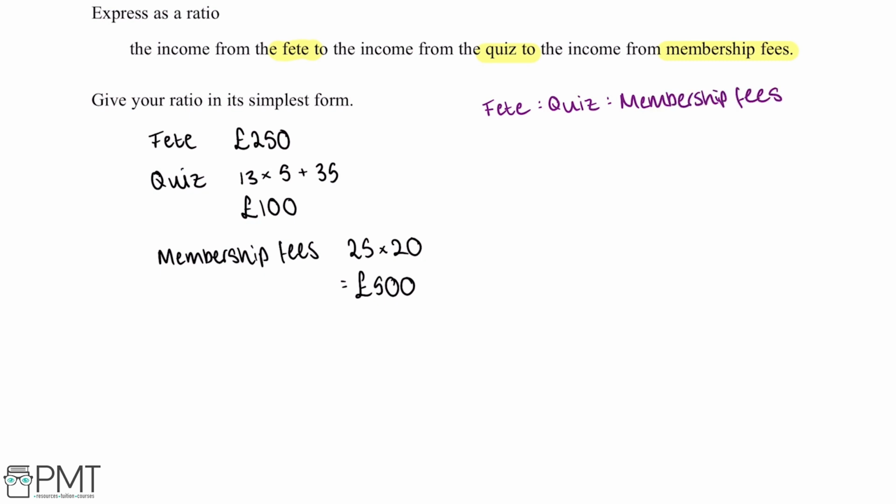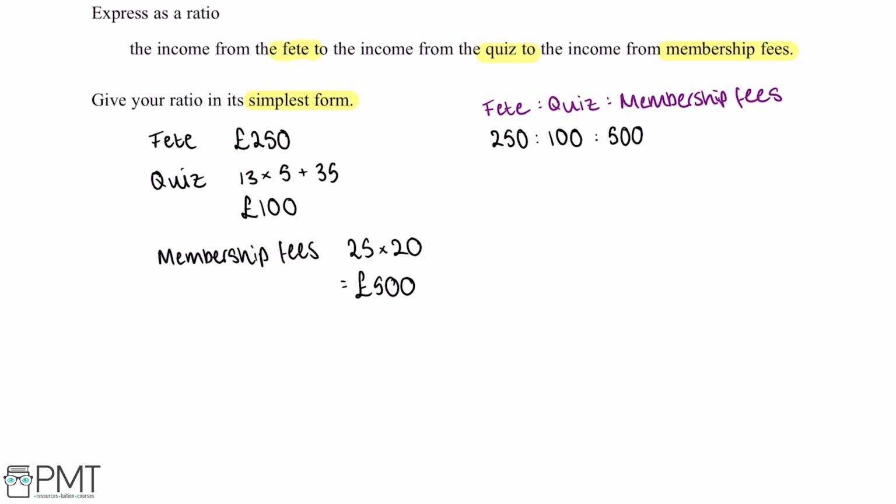So the next thing we can do is substitute the incomes of each of these events into a ratio which is in the same form as this one here. So the income from the fete was £250, the income from the quiz was £100, and then the income from the membership fees was £500. Now these incomes have been expressed as a ratio, however we want the ratio in its simplest form.